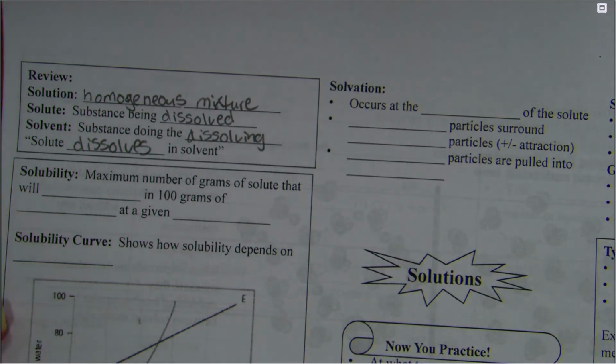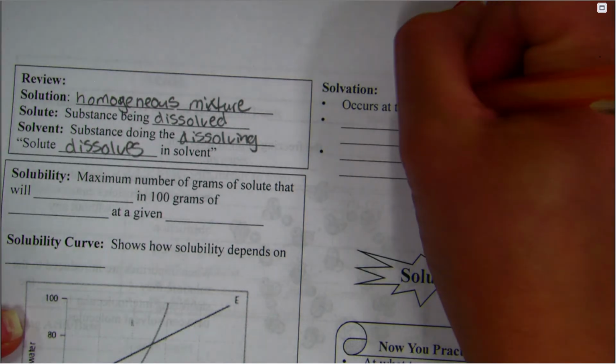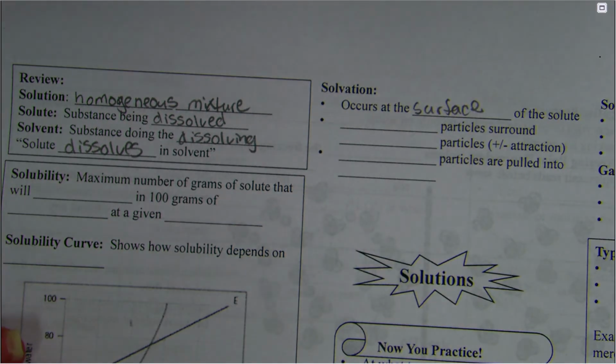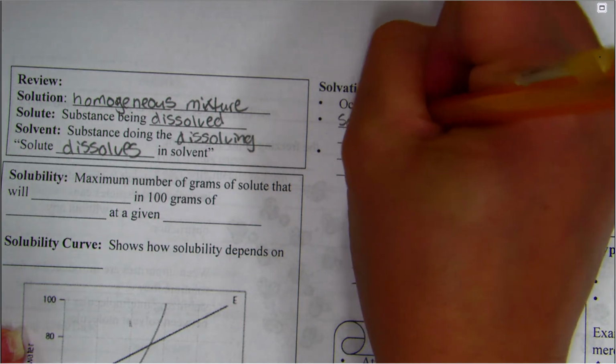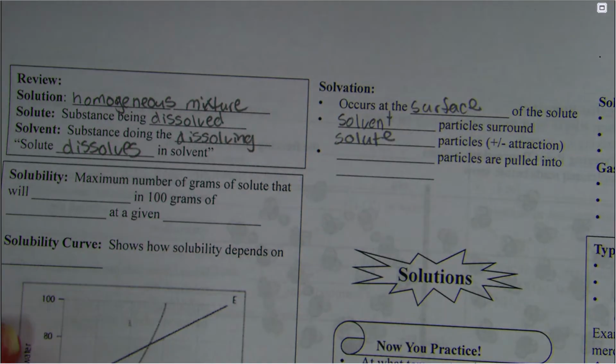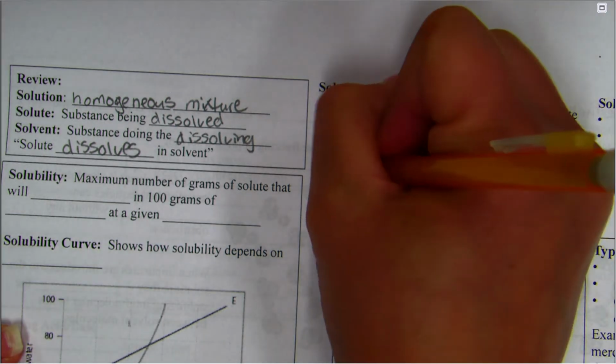So solvation occurs at the surface of the solute. The solvent particles are going to surround the solute particles, and the solute particles get pulled into the solution.